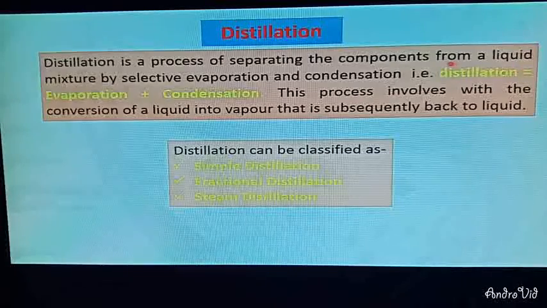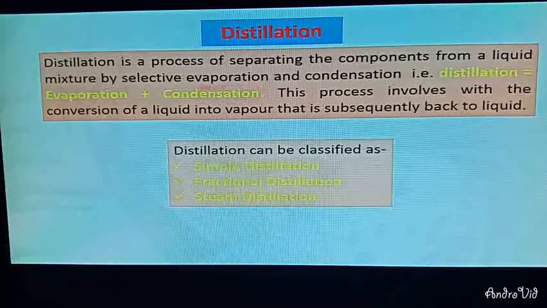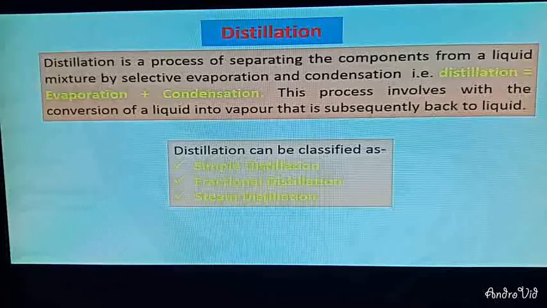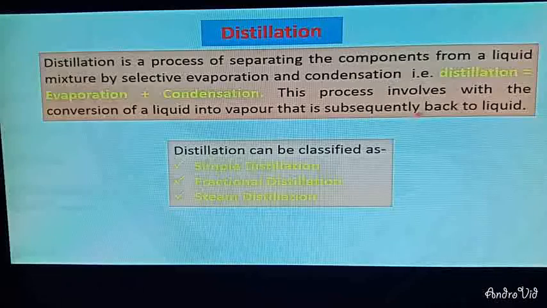So I can say distillation is basically equal to two processes: evaporation and condensation. The process involves the conversion of liquid into vapor that is subsequently converted back to liquid.